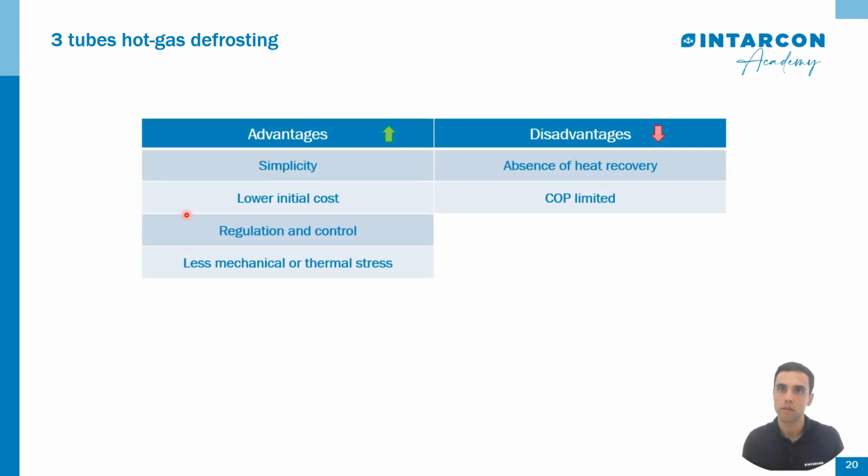The main advantages are simplicity. This method is relatively simple, as no additional components are required for defrosting, low initial cost, no additional reversing valve or other specific components are required for defrosting, lower cost than other systems such as electric. Regulation is simple as it controls only the defrost solenoid. The hot gas is introduced at low pressure and at a lower temperature than in the 4-pipe system, so there is no mechanical or thermal stress on the evaporator.